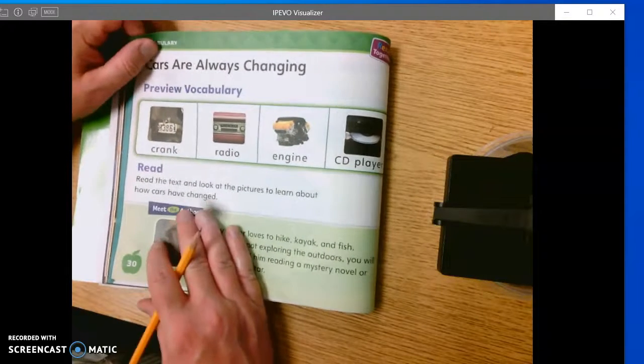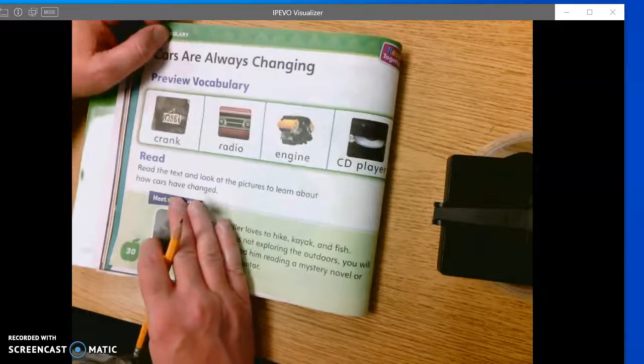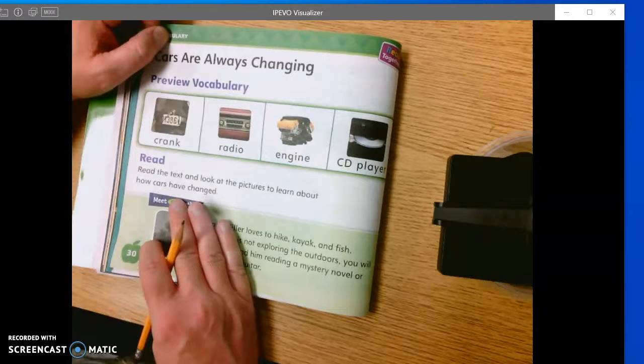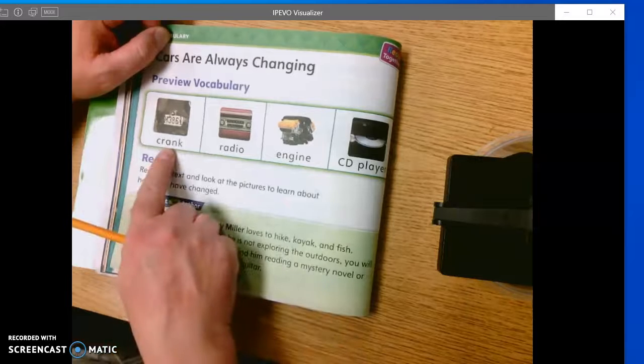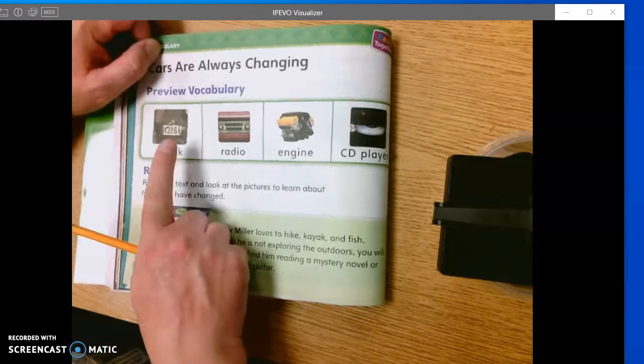We're going to preview some vocabulary. So let's take a look at some of these words, so that we know what they mean when we see them in the story. Crank. Crank. That's an interesting word, isn't it?